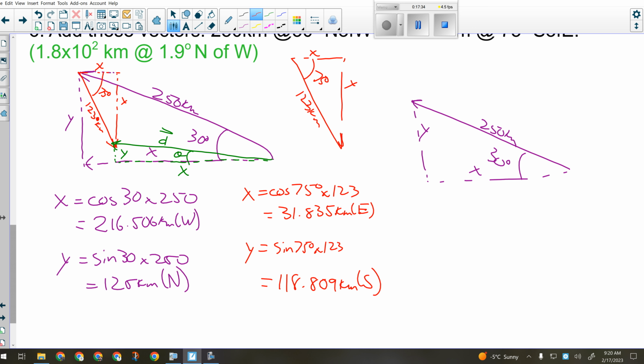So now that I've got all of those, if I was using the separate triangle method, now I would want to get what green x and green y are. All right, so to get green x, I'm going to take purple x, which was 216, I'm going to subtract the 31.835.